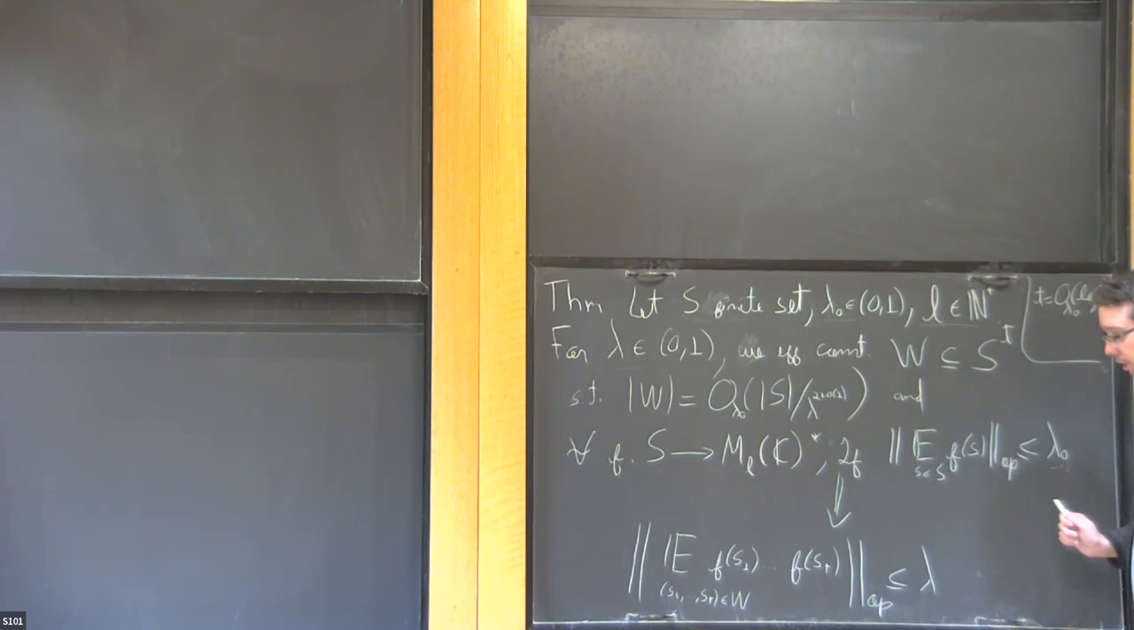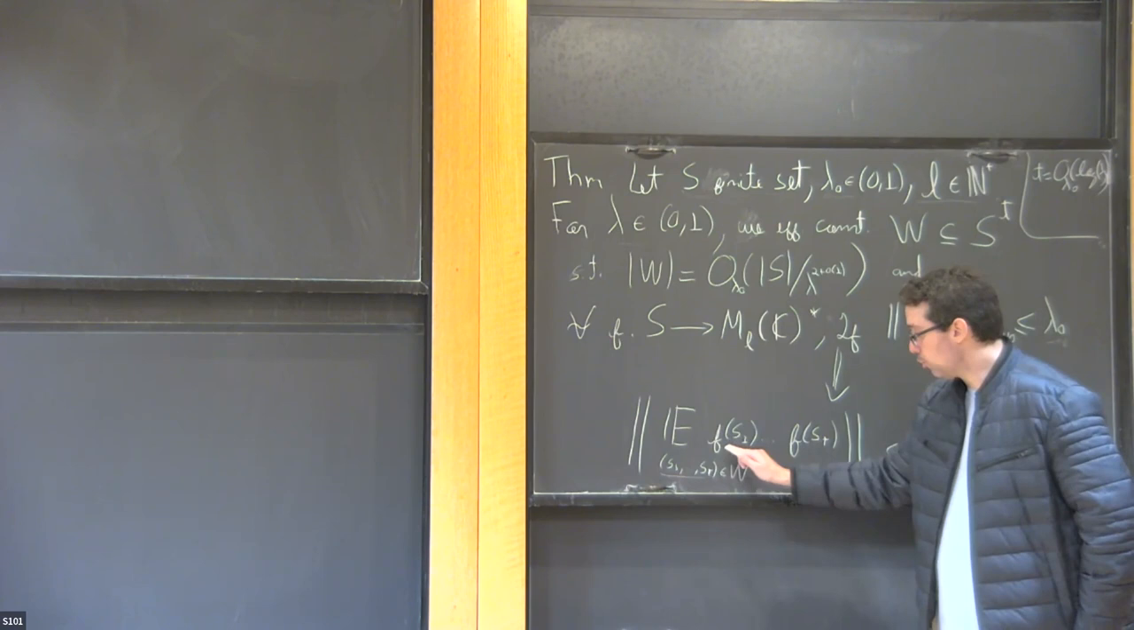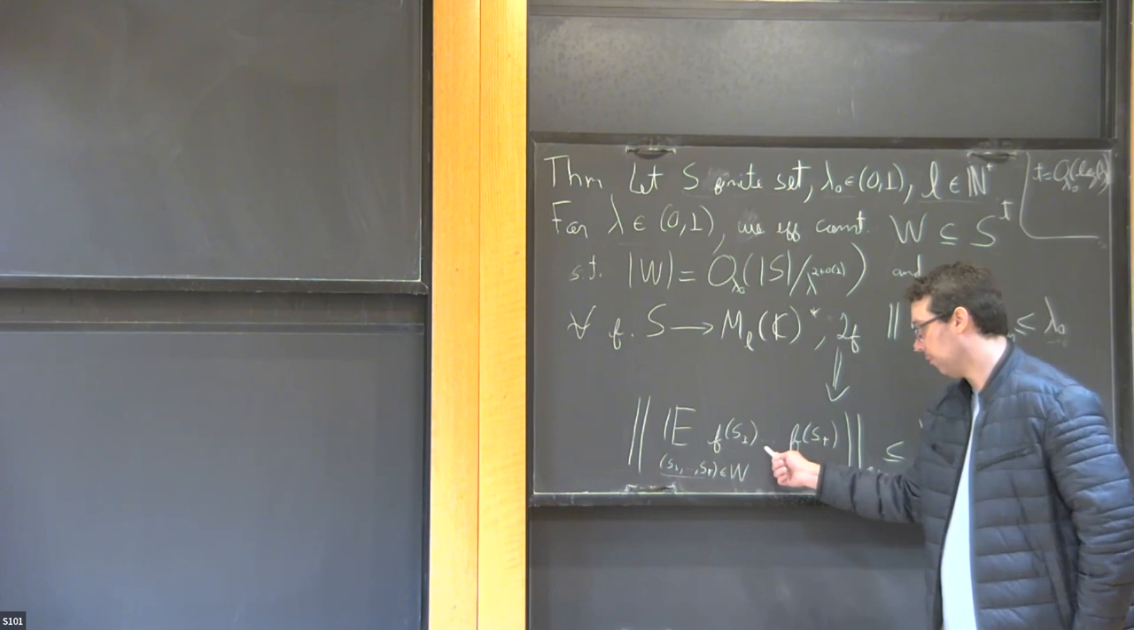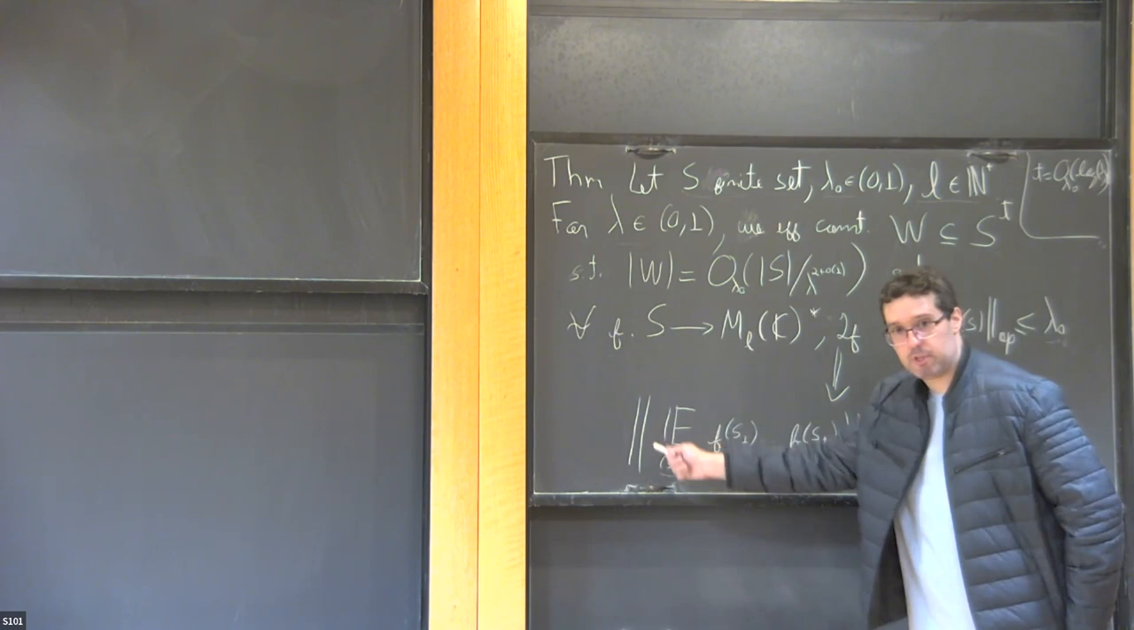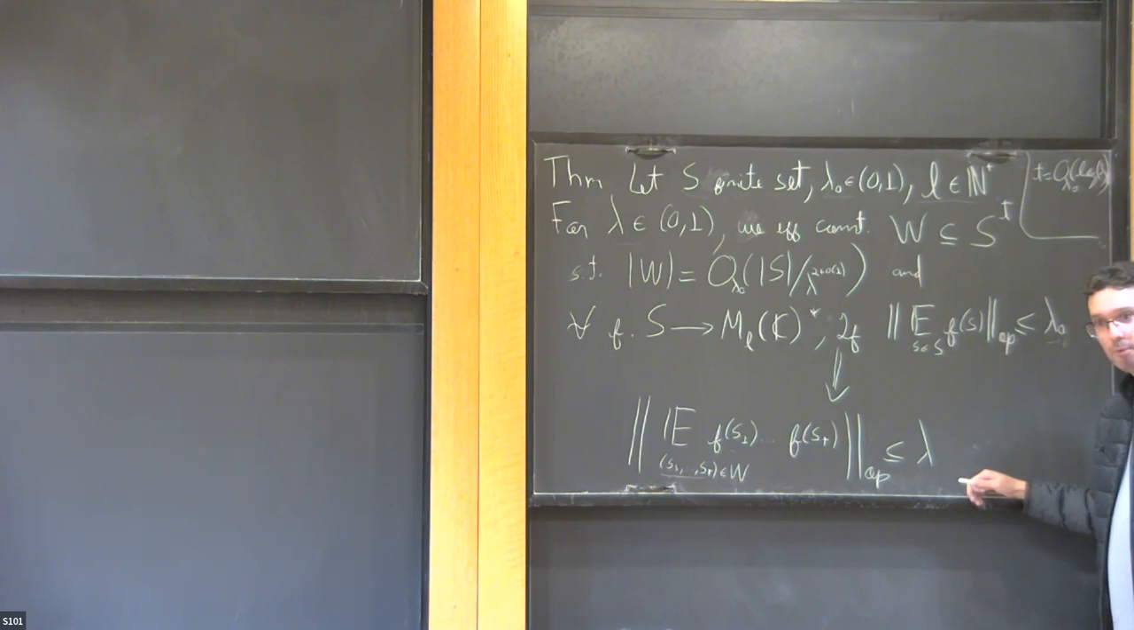Now we are going to construct some sort of an amplified function. What is the new average that we compute? You look at this collection of tuples, and you multiply the functions along the elements of the tuple: f of s1, f of s2, all the way to f of sT. This is going to give us a new average, and we are saying that this is at most lambda. So this is the main technical result, and you're going to see why such a thing might be interesting. With something like this, you can prove a lot of things.